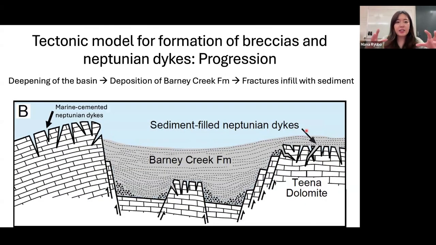But as that tectonic event progresses, you have a deepening of the basin. And so you have the Barney Creek Formation being deposited. But because we're still having ongoing extension, we're still getting these fractures forming in the fault blocks. And so now those fractures are being infilled with these sediments. So we're forming those sediment-filled Neptunian dykes. But we might have some topography related to this. So in the paleo highs, we might be forming these other generations of marine cemented Neptunian dykes.